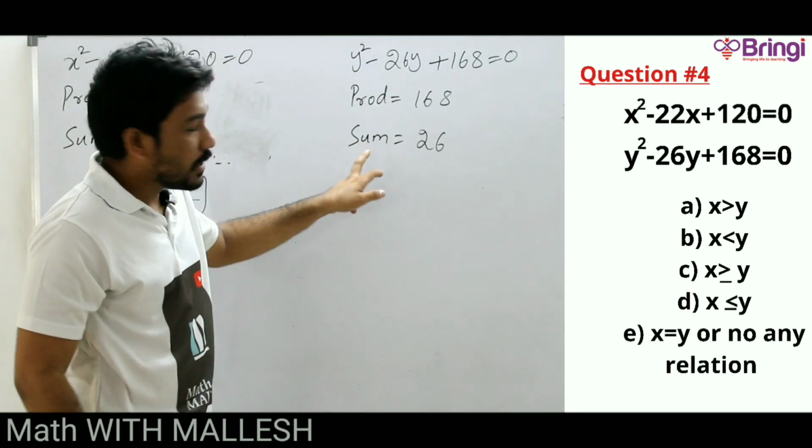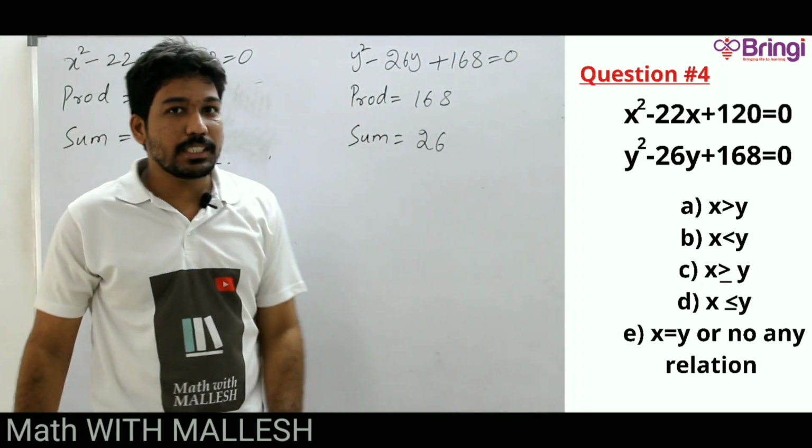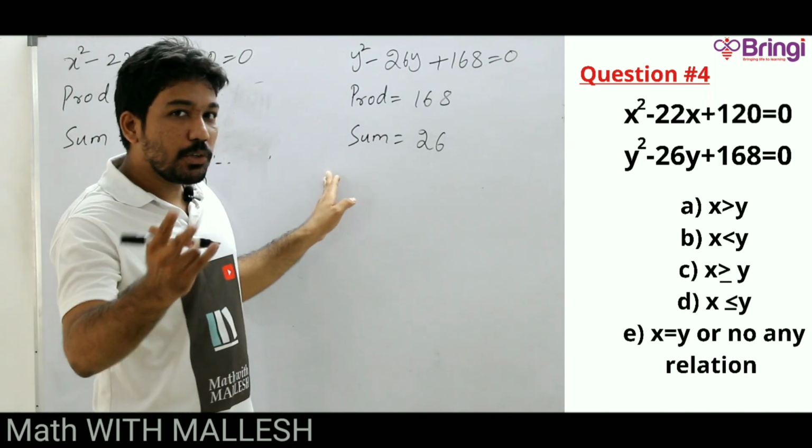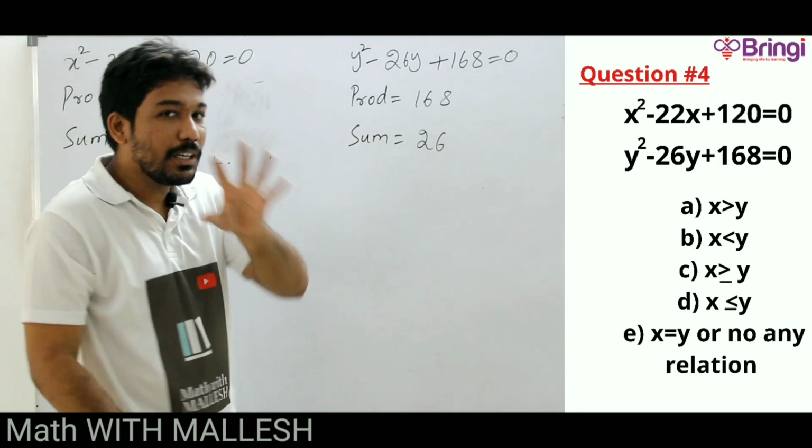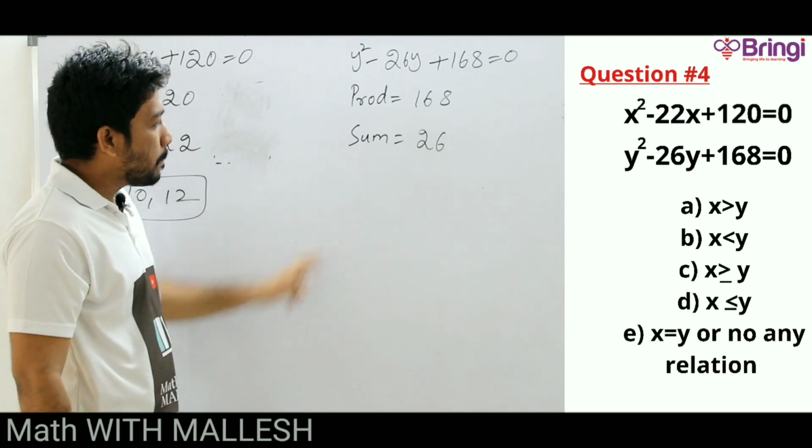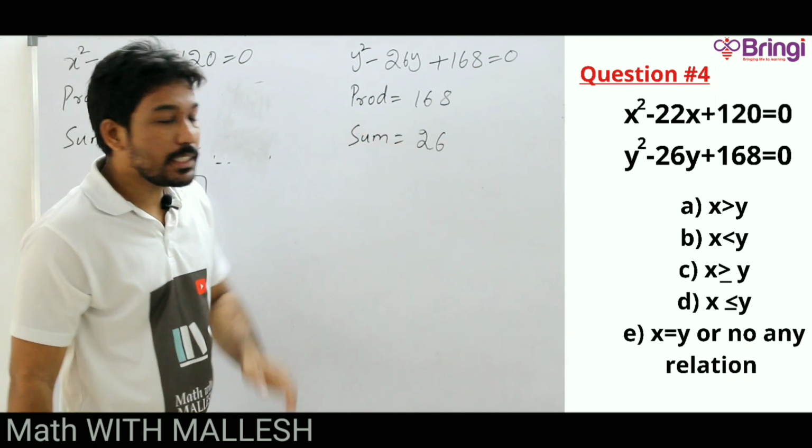Coming to that, sum 26 and the product 168. Here, whoever does it in 2 seconds will definitely get a job. Whoever does it in 5 seconds will not get a job. Sum 26 and product 168.